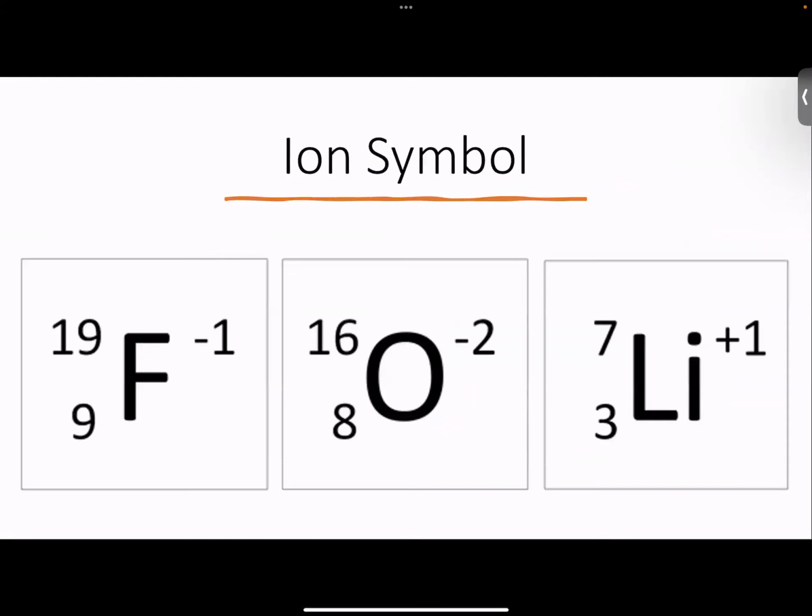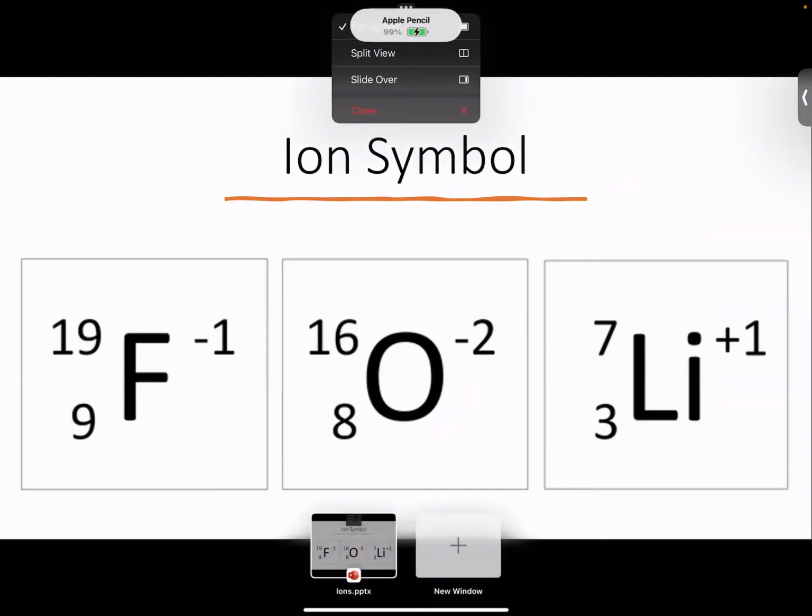So with respect to our ion symbols, we can get very technical with the ion symbols. We can tell you fluorine has an atomic number of 9. This particular fluorine has a mass number of 19. And it carries with it a negative 1 charge.